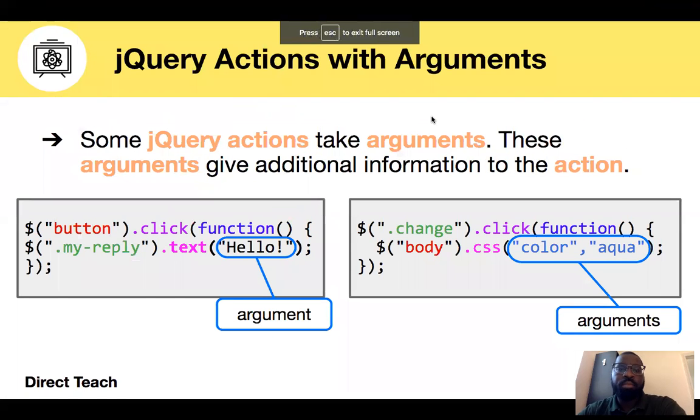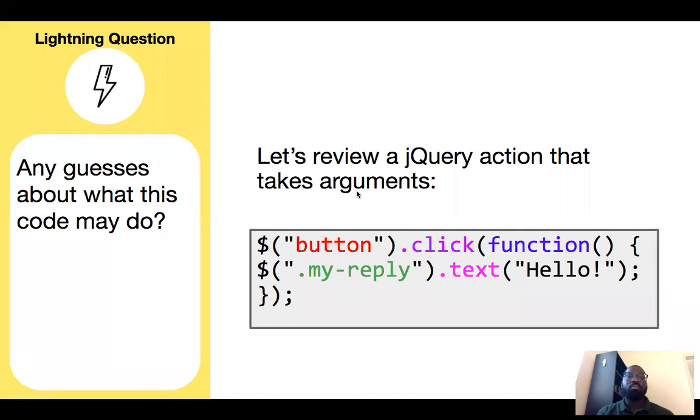So jQuery also has actions that take arguments. These arguments give additional information to the action so they can do different types of things. One of them is .text, another is .css, and there are many more. So these arguments you can see are in the parentheses. All right, so any guesses to what this code may do?